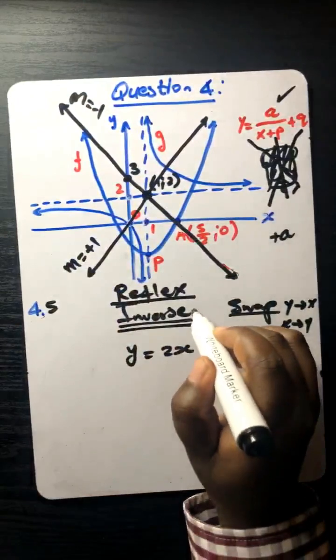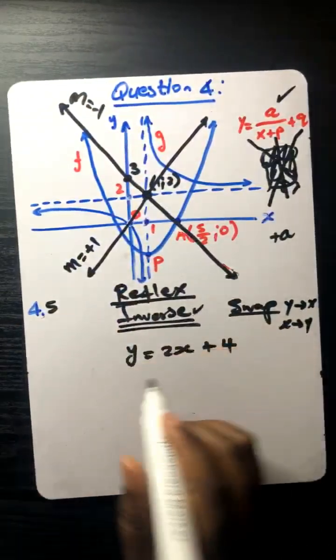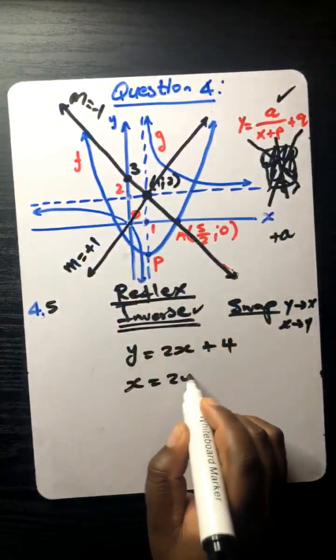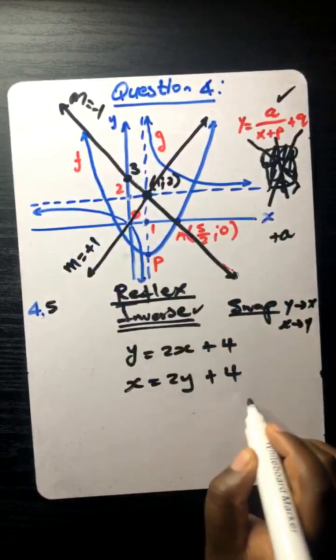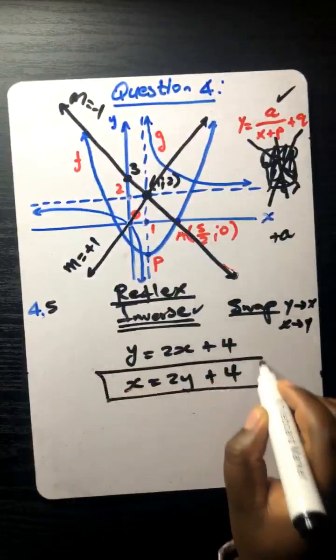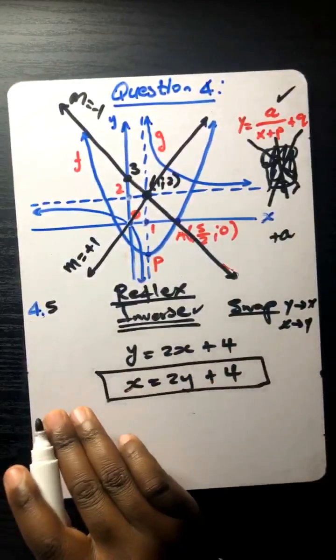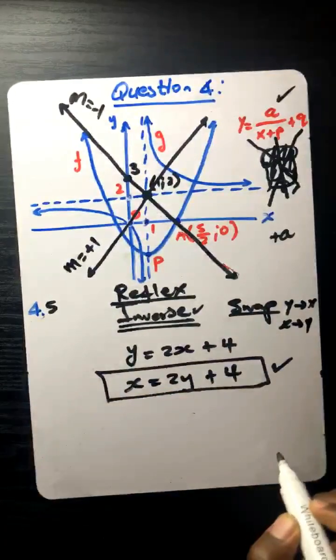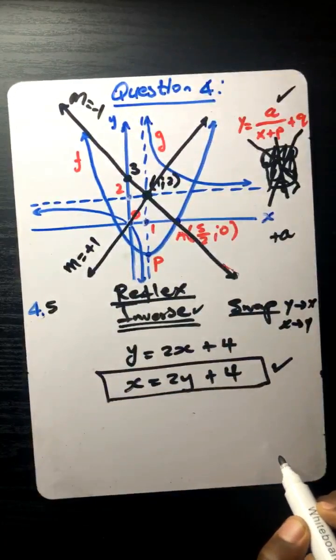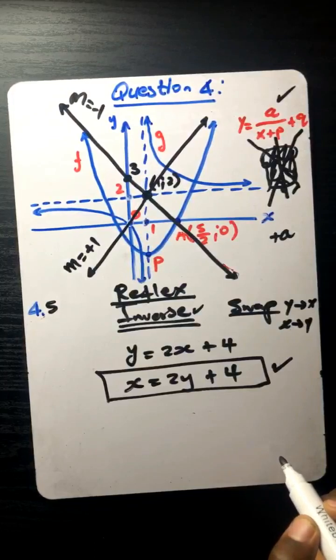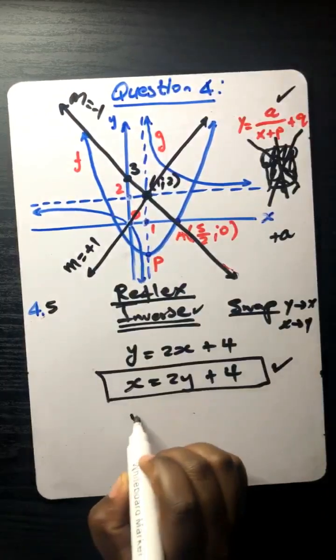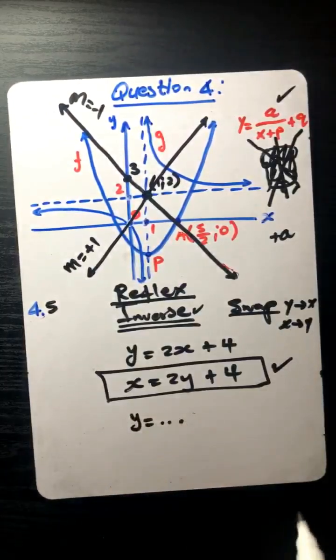But when it comes to the inverse, for example, the inverse of that would be x equals 2y plus 4. This is the inverse, guys. It ends there and you get 1 mark for the inverse. But because they want you to perform some calculations, they're going to say give it in the form of y equals whatever.